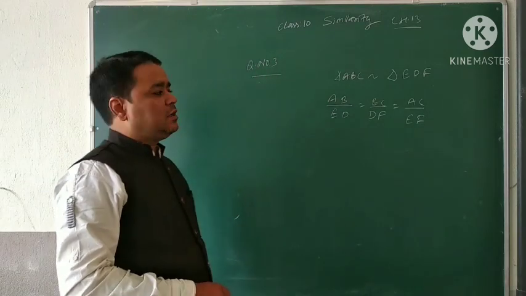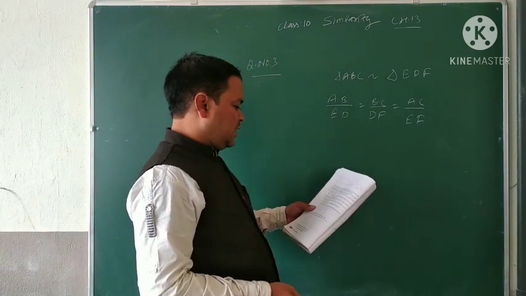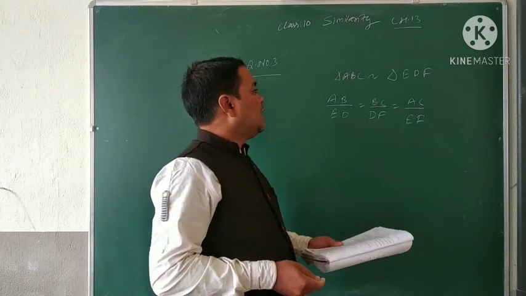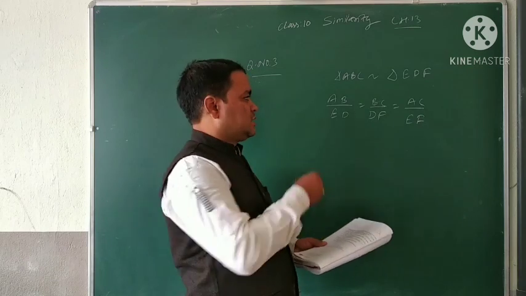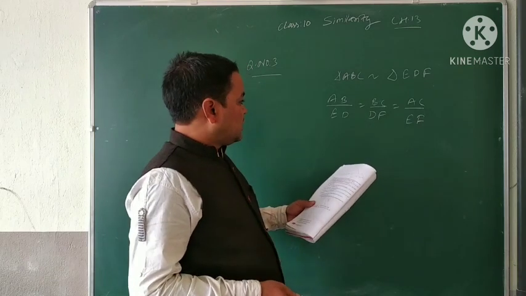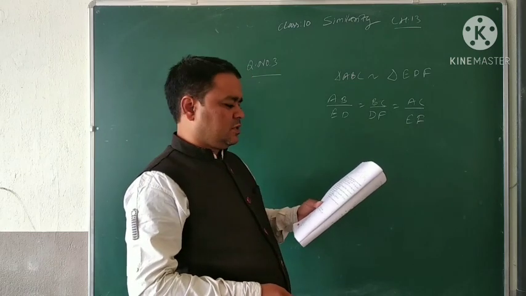These two triangles are similar. The first criterion we do not need, because here no question is asked related to the first criterion, where all three angles are equal to their corresponding angles. The second criterion is that the ratio of their corresponding sides are equal. We use this concept for solving this question.